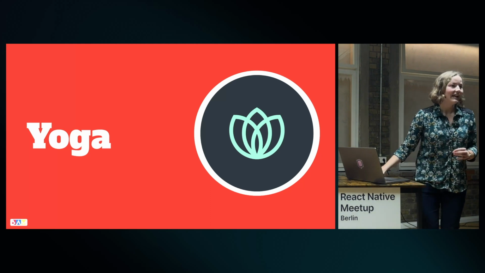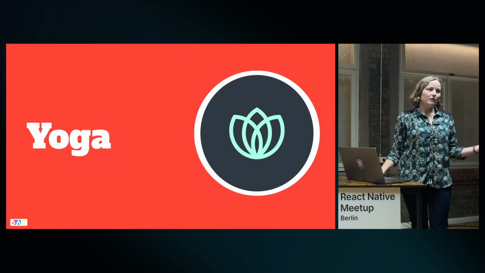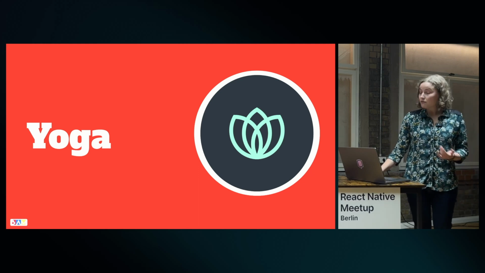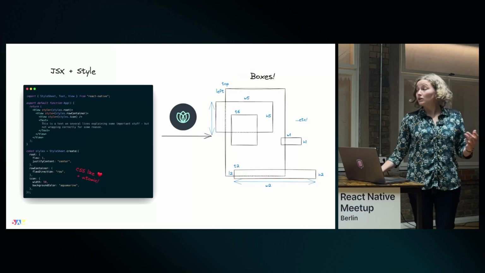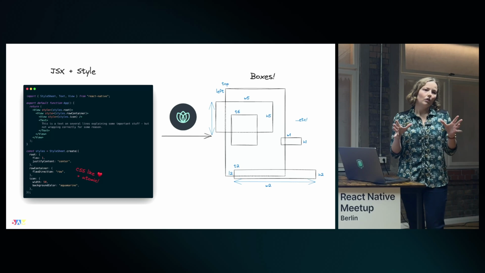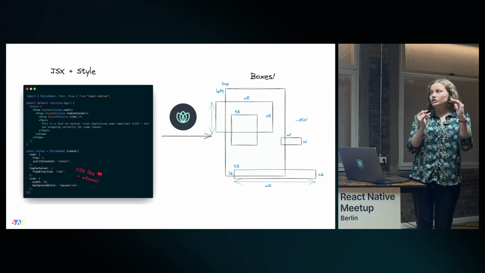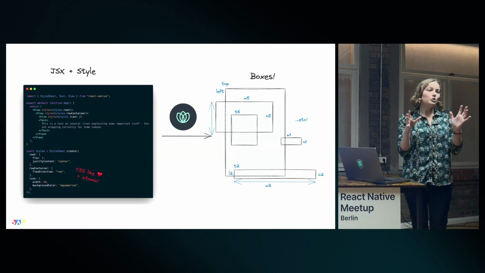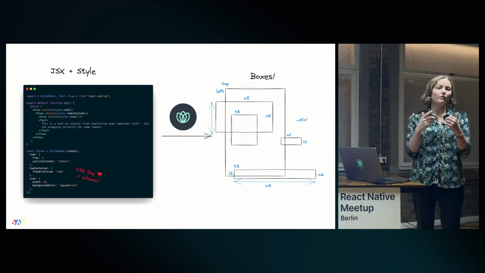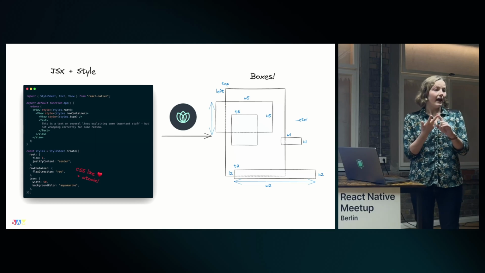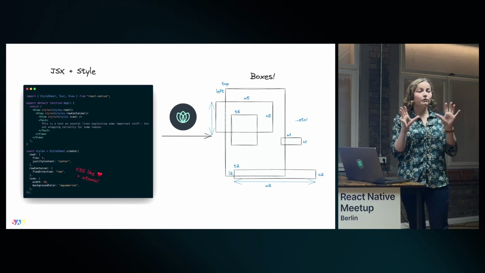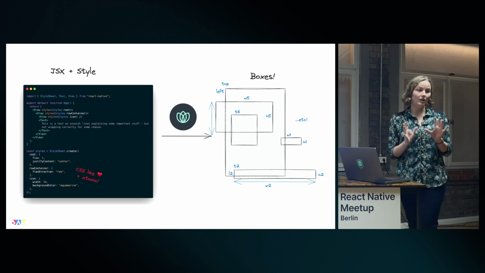Yoga. What is Yoga? You may know it already, but it's a quick reminder. Yoga, it's a layout engine used by React Native. What is a layout engine? It's basically the tool you use that helps you convert a JSX and style sheet into boxes on screen. Everything on screen must have 4 values: a width, height, top and left position. So Yoga is here to give you the 4 values for absolutely everything in your React Native app.